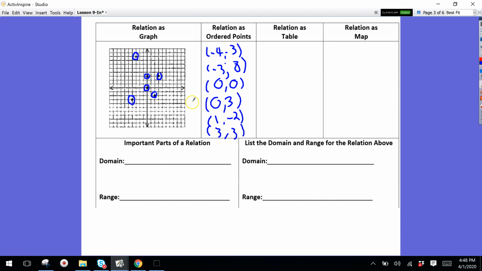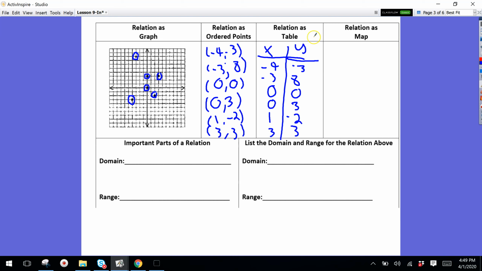We can show this same relationship as a table. The way we do a table is our x's come first, and our y comes second. So x is always the input variable. We always think of it as the input variable, so it comes first, and then the y comes second. The first point I have here is -4 for my x, -3 for my y. Then I have -3, 8. Then I have 0, 0, 0, 3, 1, -2, and 3, 3.